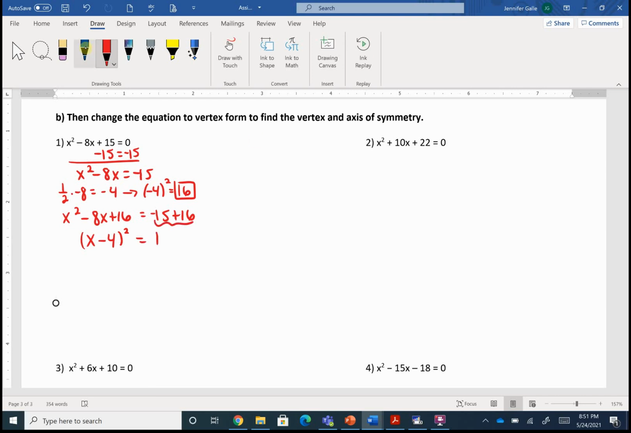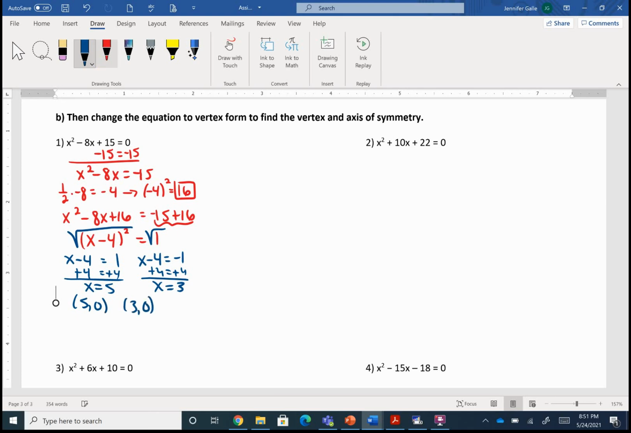From here, to undo the square, we square root both sides. So x minus 4 could equal positive 1, or x minus 4 could equal negative 1. I did take the square root. The square root of 1 happens to be 1 or negative 1. Add 4 to both sides. X could be 5. Add 4 to both sides. X could be 3. So our x-intercepts would be (5, 0) and (3, 0).